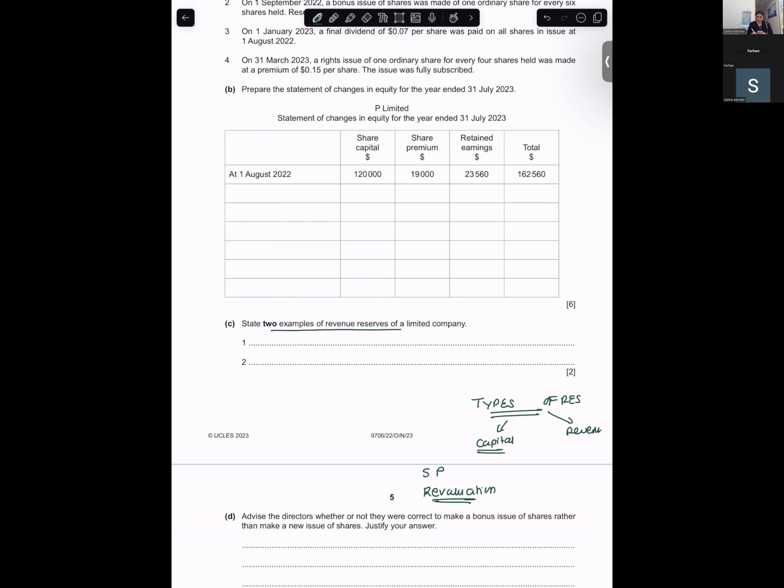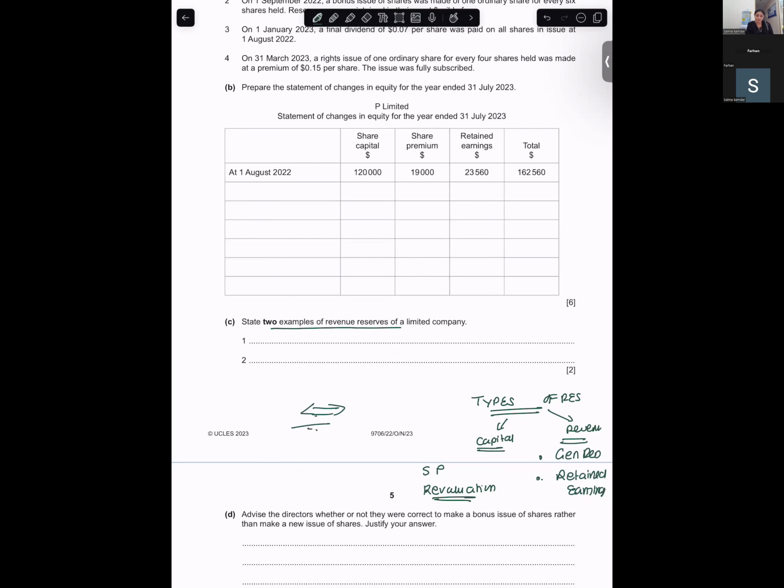What is your revenue reserves? Revenue reserves would be the opposite of capital reserves: the normal money from the day-to-day business activities, the money that you earn. So what are the 2 types of revenue reserves? The two types are general reserve and retained earnings. Yes. You have forgotten the theory of limited company.